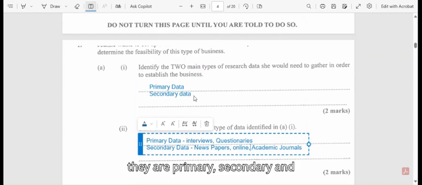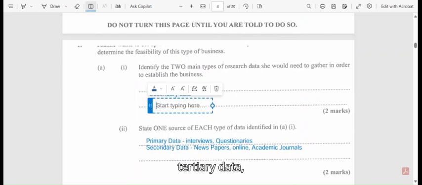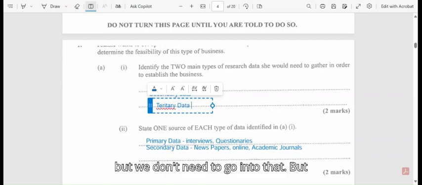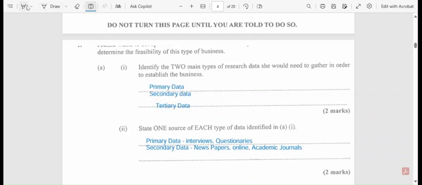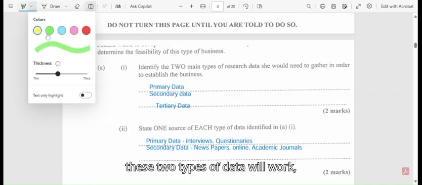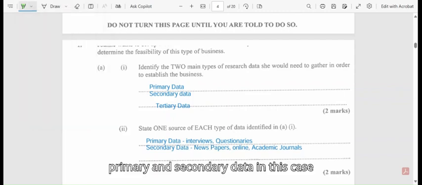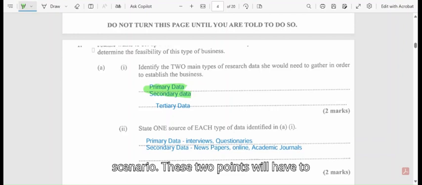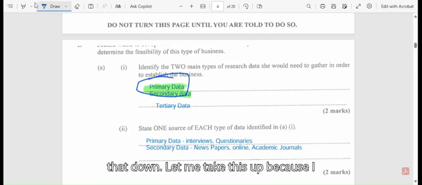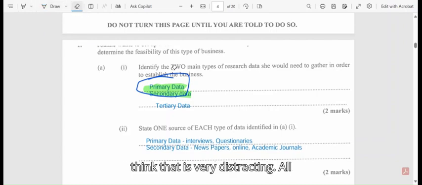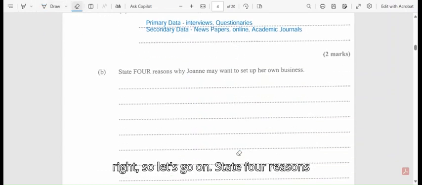there are primary, secondary, and tertiary data. But we don't need to go into that. But for now, only these two types of data will work: primary and secondary data. In this case scenario, these 2 points will have to work. So you could take that down. Let me take this out because I think that is very distracting. Alright, so let's go on.